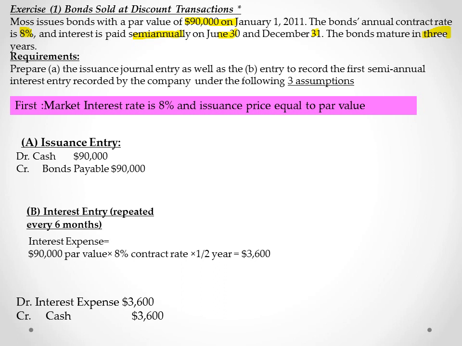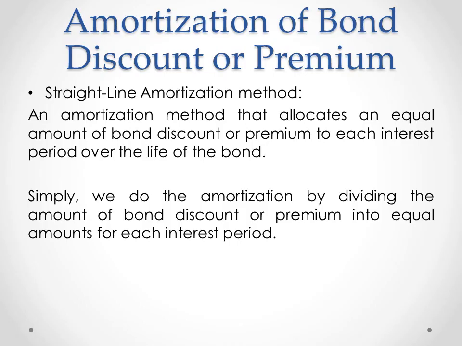The first case is that the market interest rate is 8% and the coupon interest rate is also 8%, so this will make the company issue a bond equal to its par value. Now let's discuss the second assumption and the third assumption, which is bond issued at a discount or bond issued at a premium, in order to understand how we can do the amortization of bond discount and the amortization of bond premium. So that was all regarding the case of bond discount and bond premium.